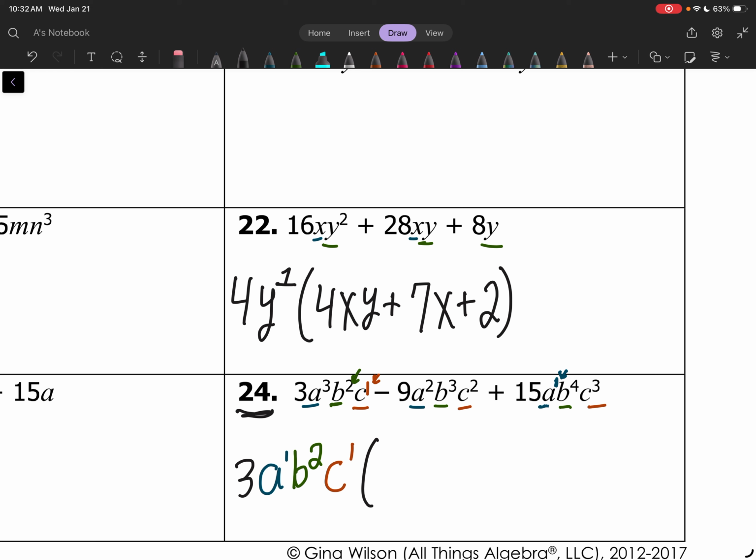All right, 3 divided by 3 is 1. I had 3 A's, I pulled 1 out, so I will have 2 left. I had 2 B's, I pulled both of them out, there are no B's. I had 1 C, I pulled it out, there is no C. So it's 1a squared, or just a squared.